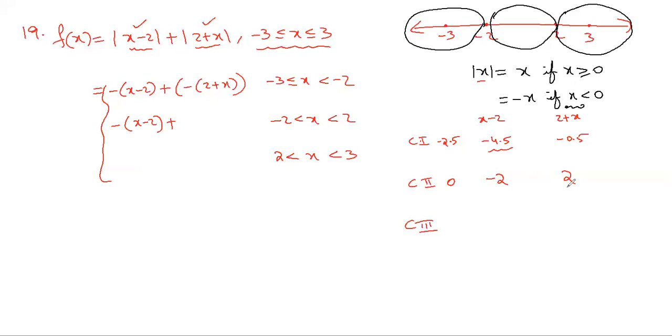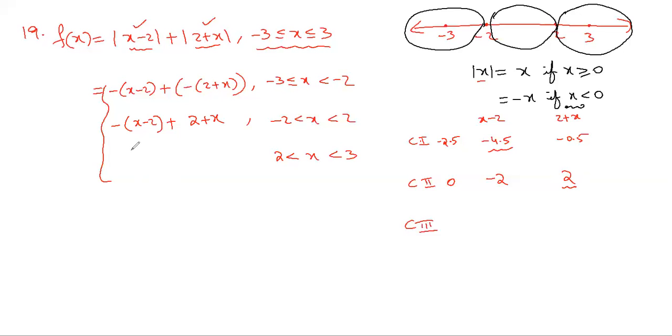The next expression is positive in this interval. If you substitute any value from this interval in this expression, you get a positive value. So when you remove the modulus, you should write it as it is. You should not multiply with minus. Right? Next.